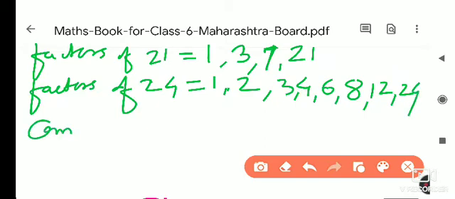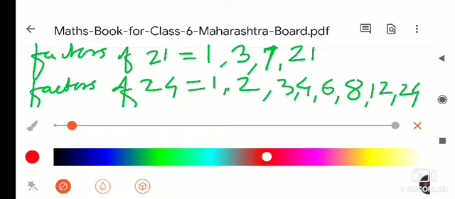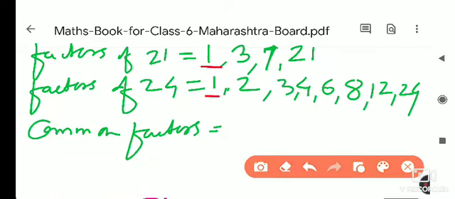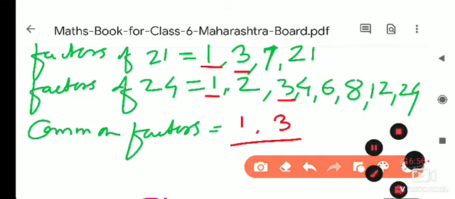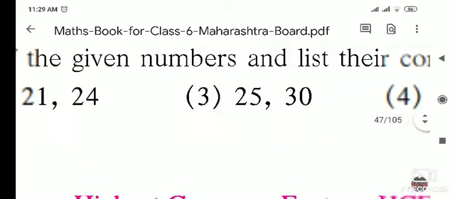Next we have to find the common factors. Which are the common factors of these? The common factors are first 1, then 3. Afterwards, no other number is common in the factors of 21 and 24. So these are the common factors, that is 1 and 3. In that way we have to solve the example and find its common factors.